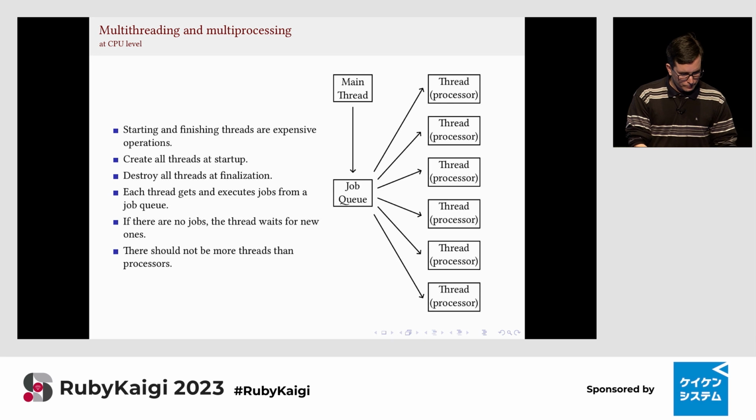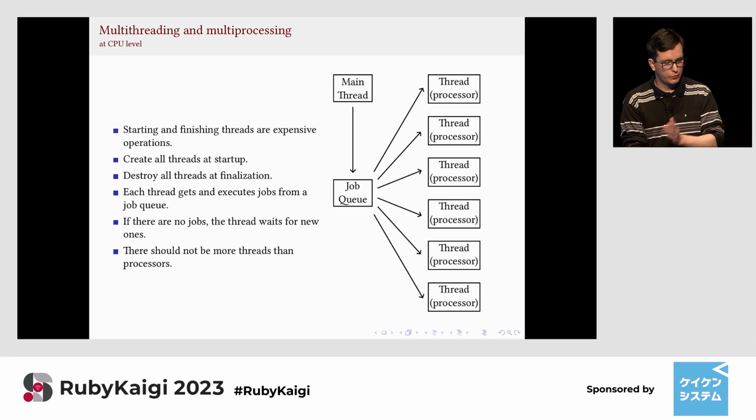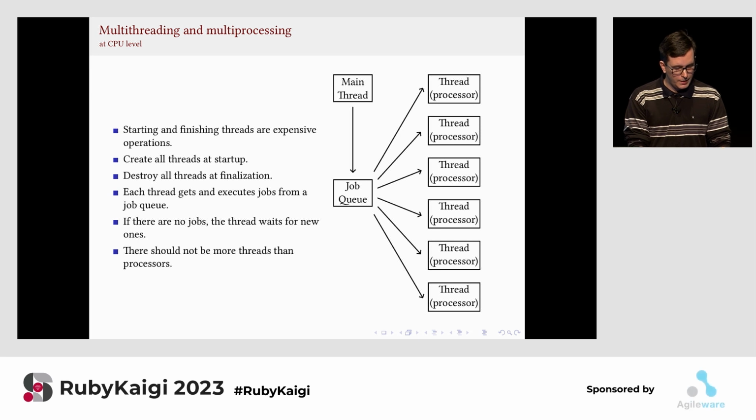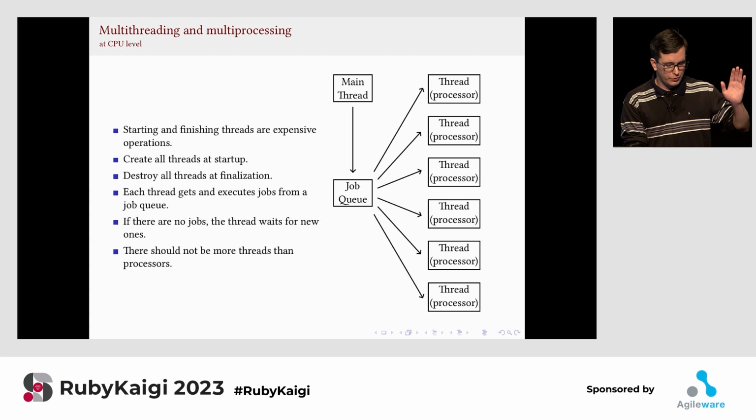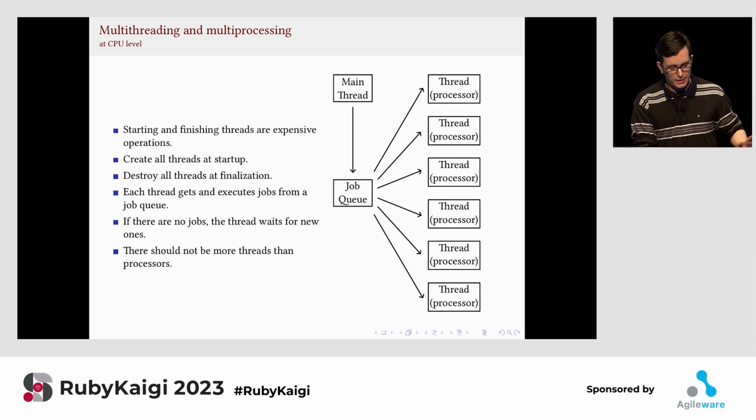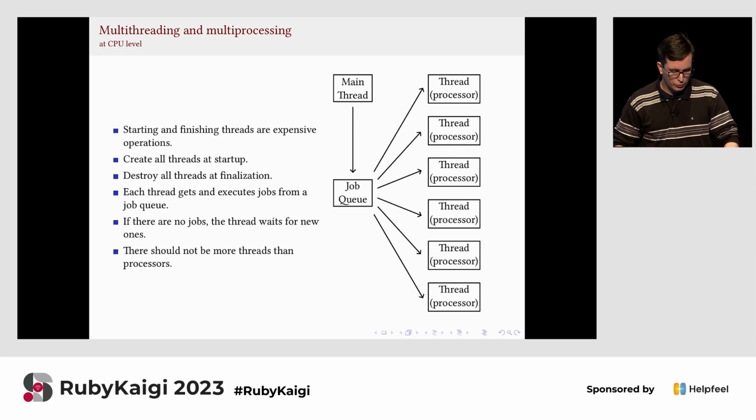Multi-threading. Starting threads and finishing them is very expensive. So one technique we use when doing video games is to start all the threads in the beginning and then finish all of them in the end. So we have all the threads from the beginning of the game, and then we keep sending jobs to them. It's important to have no more threads than processors, otherwise we are going to make the game slower instead of faster.